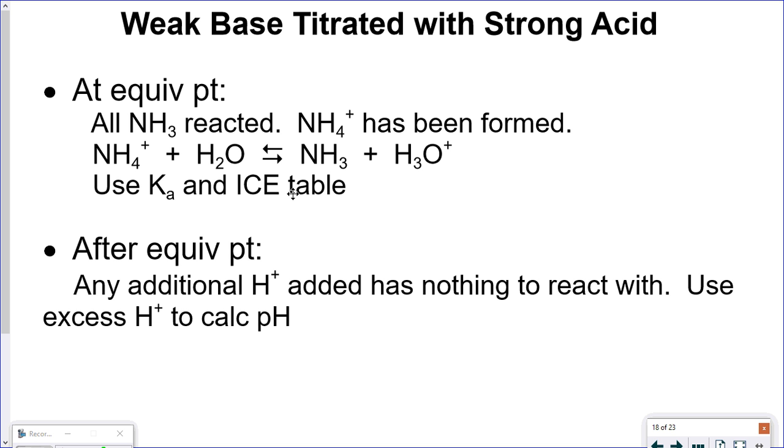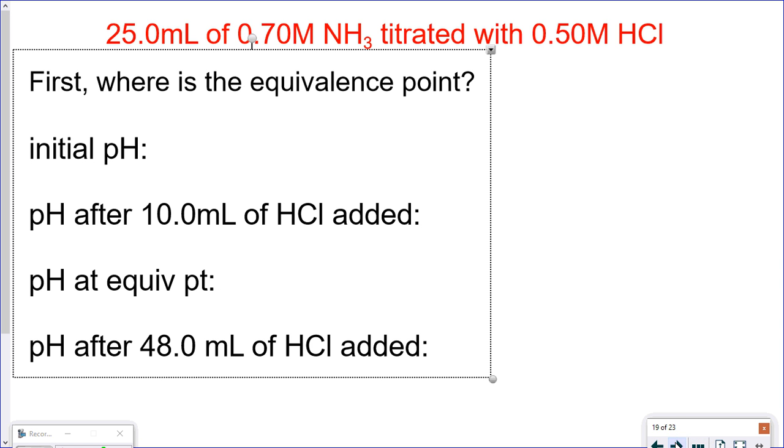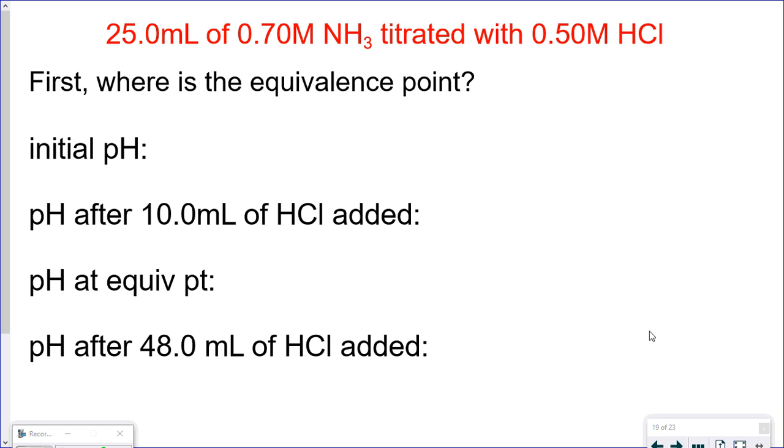After the equivalence point, we've added more strong acid. We'll have additional hydrogen ions, so we'll use that excess hydrogen to calculate pH. So overall, the same steps, but where we were previously using Ka, we will now be using Kb. Here's a sample, and we're going to do the equivalence point here together, and then all of the other parts are on subsequent slides, just like we did last time.